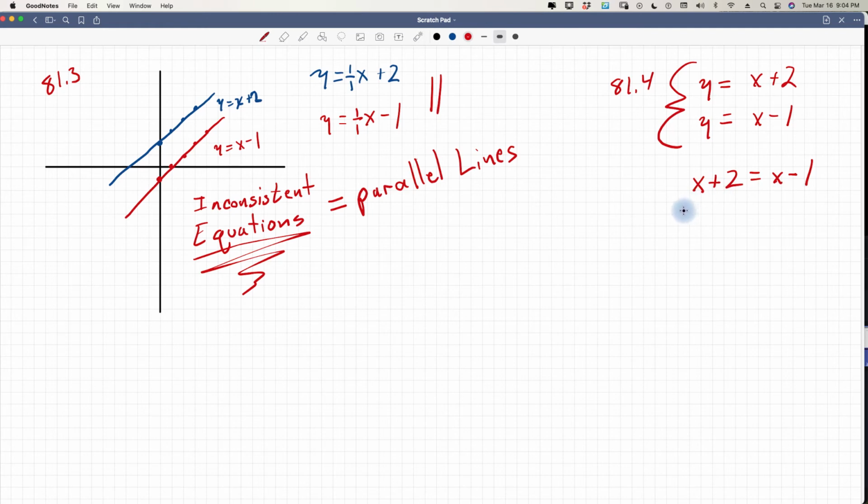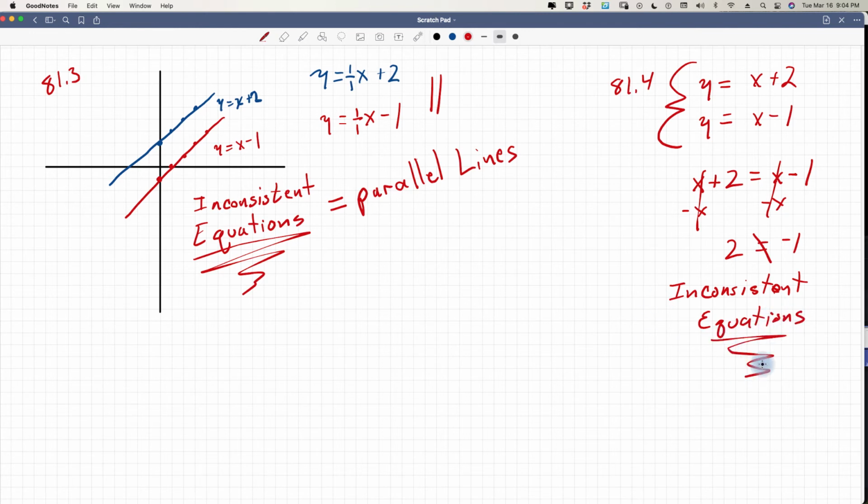If we subtract x from both sides, 2 is not equal to negative 1. So just doing this little bit of math here, we see that this is going to be an inconsistent equation. And that's how you can tell without ever breaking out the graph.